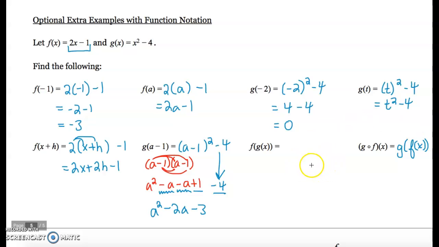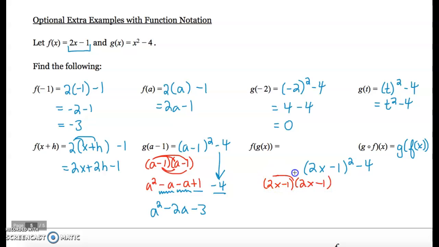So g of f of x means that I have my input squared minus 4, right? Because that's what I have for my g function. And then my input is my f of x function. So 2x minus 1 is going to go right in there. And can I distribute that exponent? Absolutely not, because I have addition or subtraction happening inside of my expression. So this means I'll have to go ahead and FOIL. I'll do 2x minus 1 times 2x minus 1.